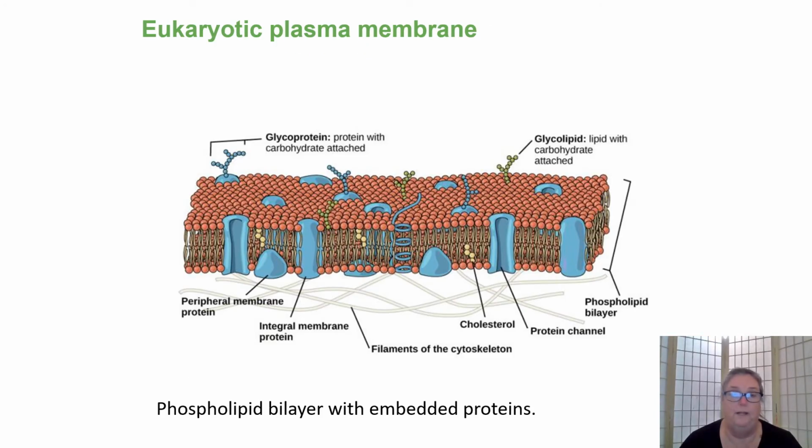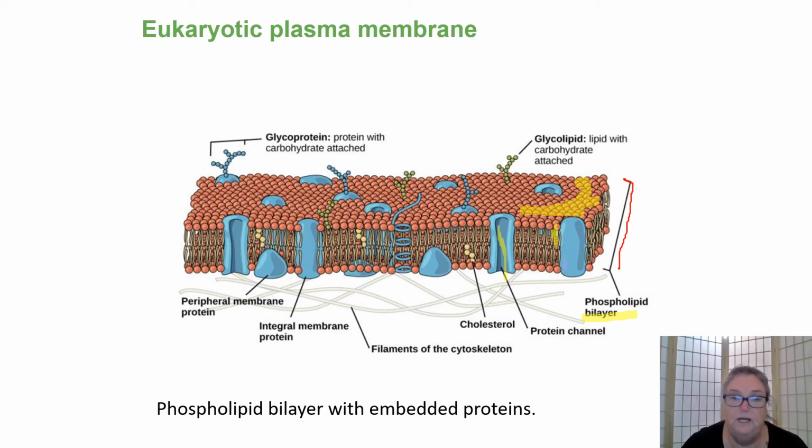Here is our plasma membrane, eukaryotic plasma membrane. This is going to be very important to understand. We have a lipid bilayer, phospholipid bilayer. So when we say bilayer, that means that we've got two layers, right? And it is made of phospholipids. And these little heads that we're seeing are the phosphate end of those phospholipids. So there's one molecule of phospholipid right there.